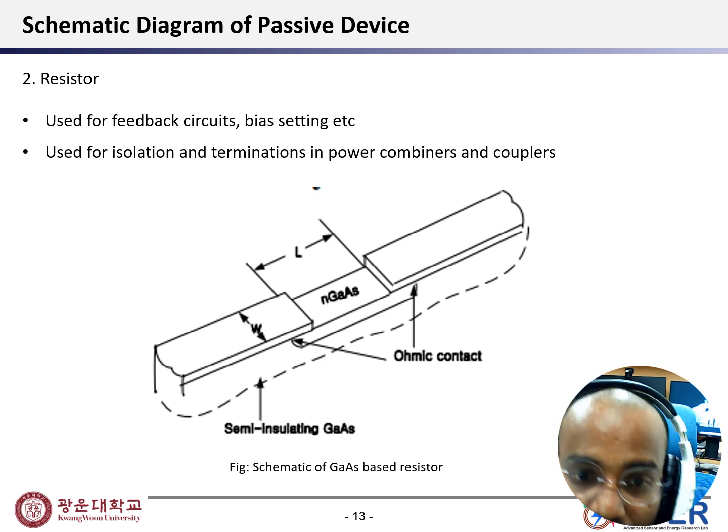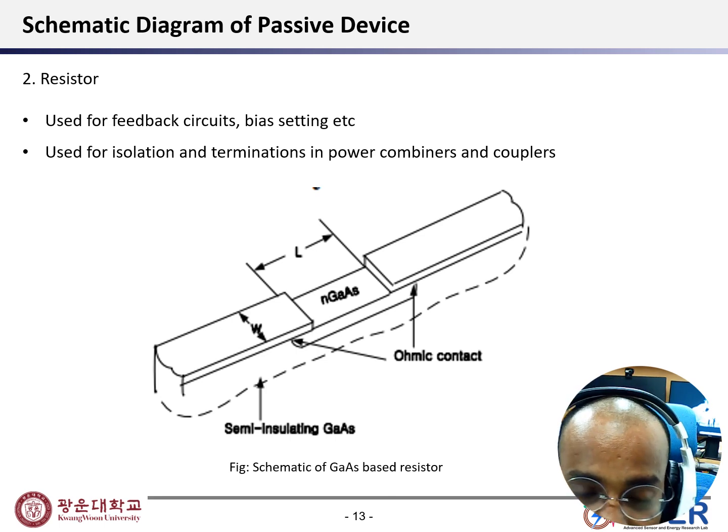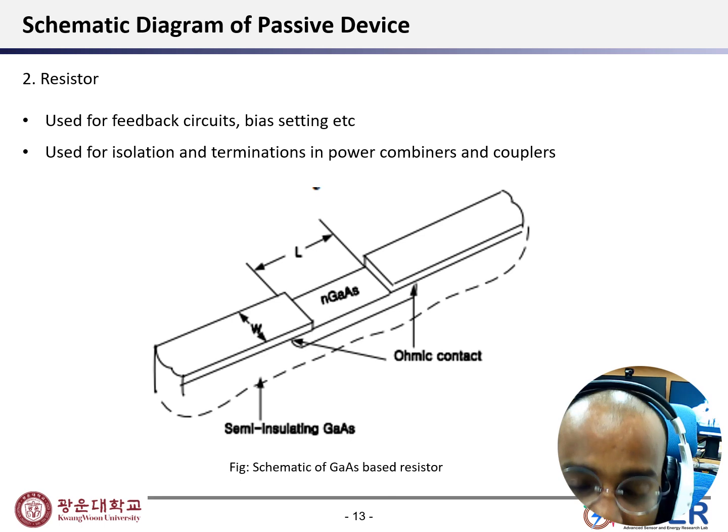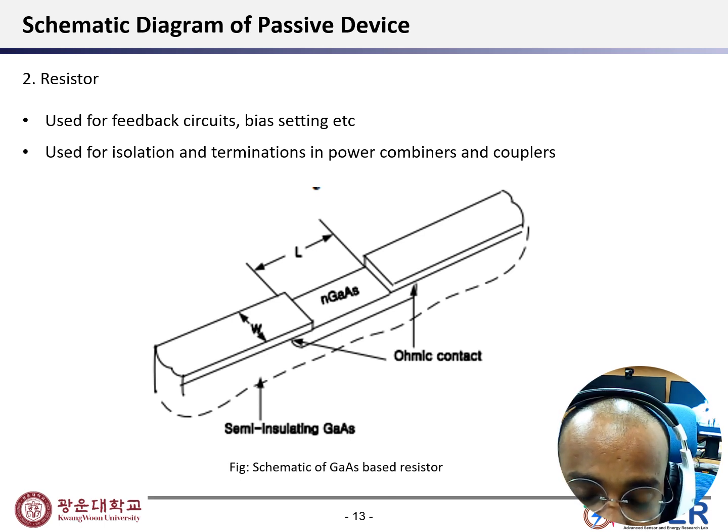Now, talking about the passive resistor, like the capacitor, we have another device that is the resistor. A resistor in essence is just opposing the current.